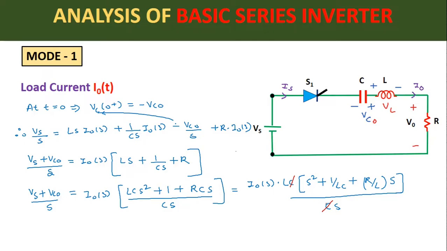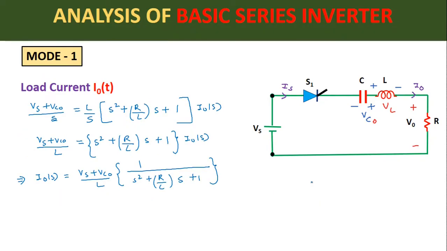This numerator C and this denominator C will be cancelled out and we will get this type of equation. Now in the denominator this S and this S get cancelled out and we will get this type of equation after transferring this L to the denominator. Here we have to find out the load current. So we will find out I0(s) is equal to Vs plus Vco divided by L into 1 upon S square plus R by L S plus 1 upon LC.